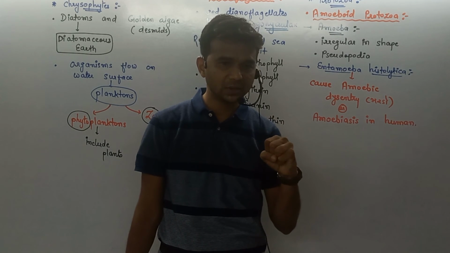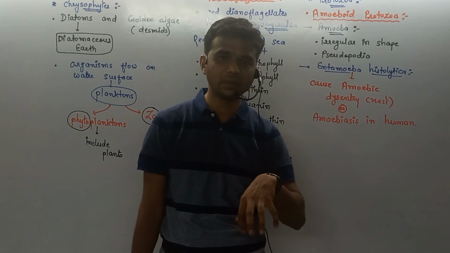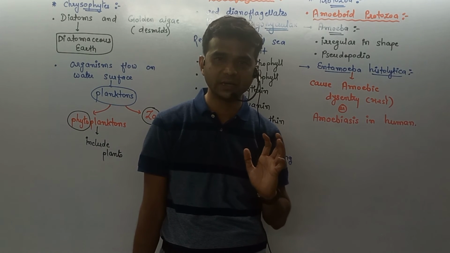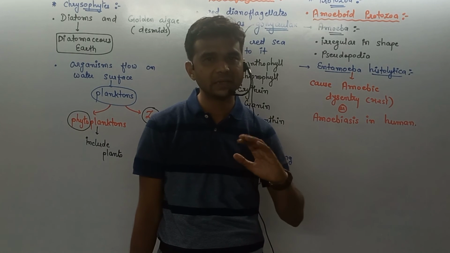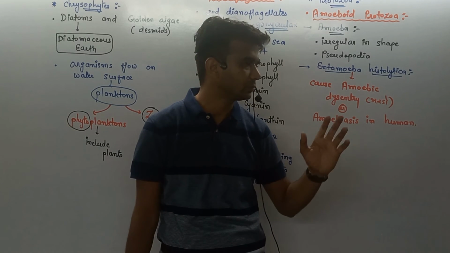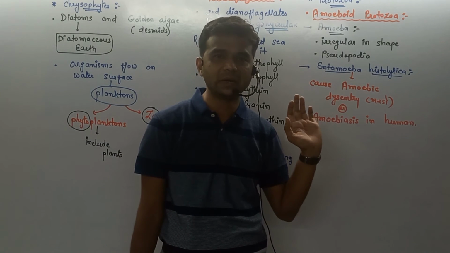Here the mucous membrane is affected, so the person cannot obtain a sufficient amount of nutrients. That's why there are weakness, tiredness, abdominal pain and diarrhea. These are a few symptoms. Amoebiasis is mostly spread by the housefly.